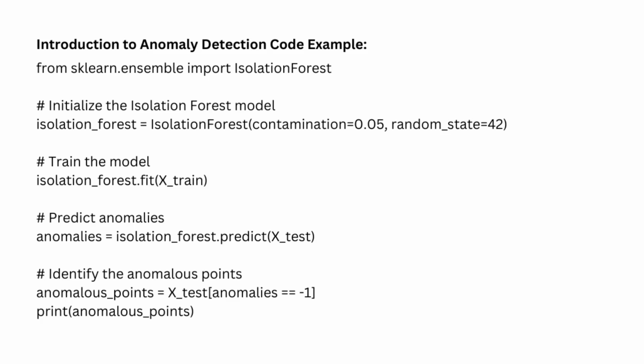Code example. Explanation of code. 1. Model initialization. We initialize an isolation forest model with a contamination rate of 5%, indicating the proportion of anomalies in the data. 2. Model training. The model is trained on the training data. 3. Anomaly prediction. Anomalies in the test data are predicted using the trained model. 4. Identifying anomalous points. The anomalous points in the test data are identified and printed.